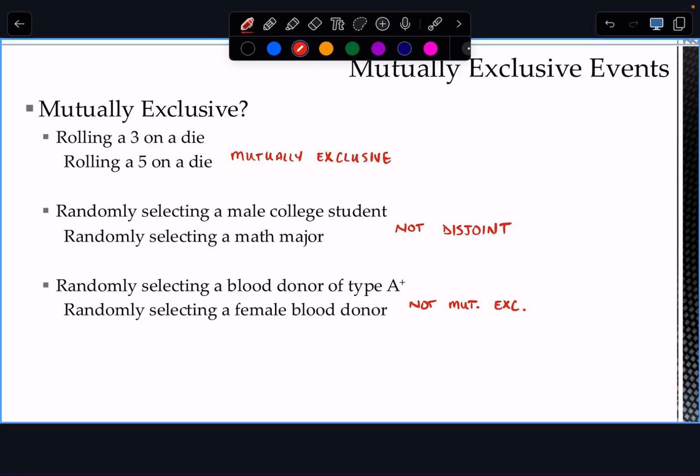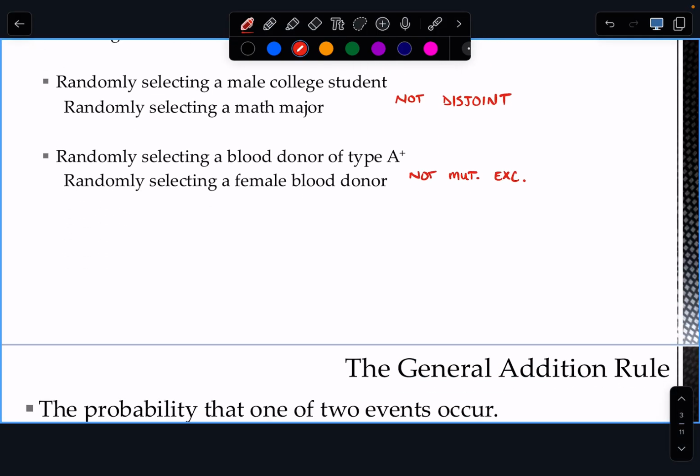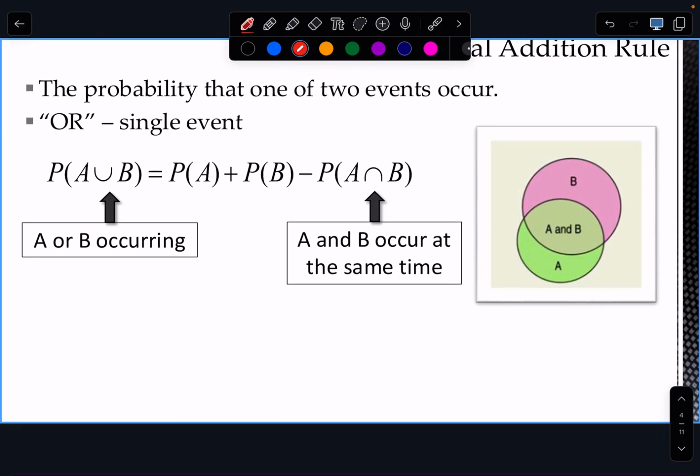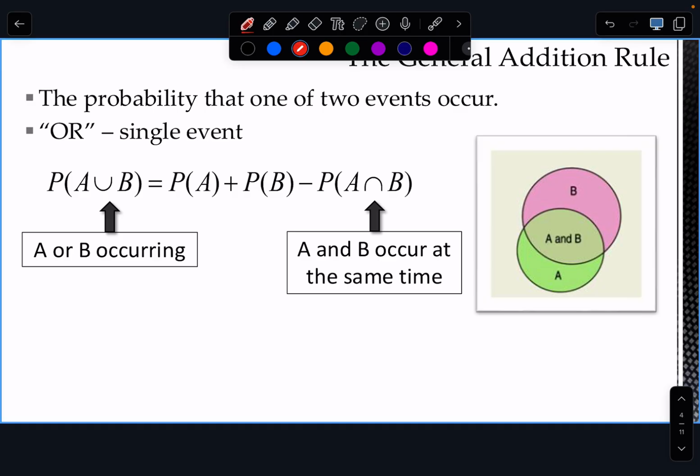Now, this whole idea of mutually exclusive leads us directly into this general addition rule. So this is the first big probability formula that you need to know. Now, this will not need to be memorized. You'll have a formula packet. This will be a formula that's in there. You will need to know when and how to use it. So you'll need to be able to recognize that this is that general addition rule and know the situations that call for it.